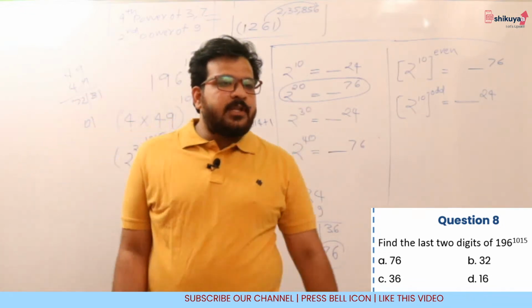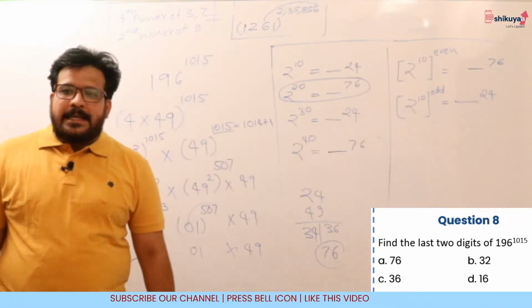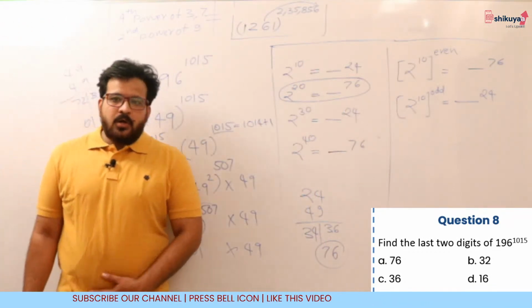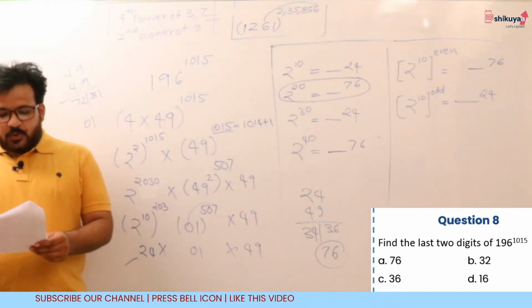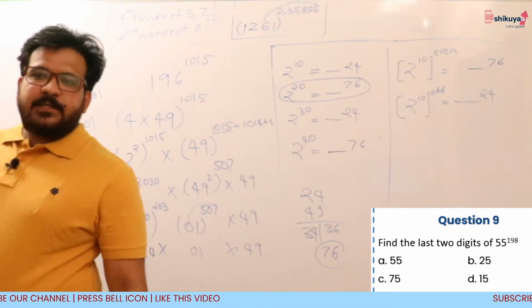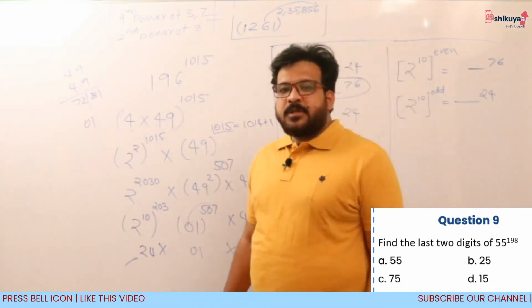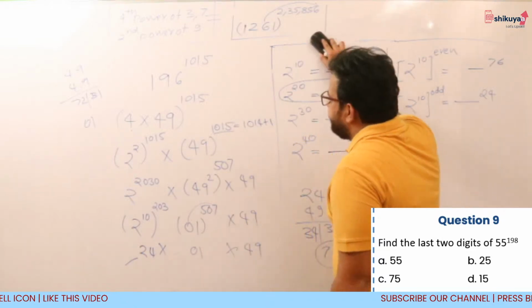Done. Divya Pardeshi, Nikita Navle. Okay. Most of the students have solved it correctly. So no issue at all. Perfect. Now let's go ahead with the next problem. 55 raised to 198. This is the last problem that we will have.